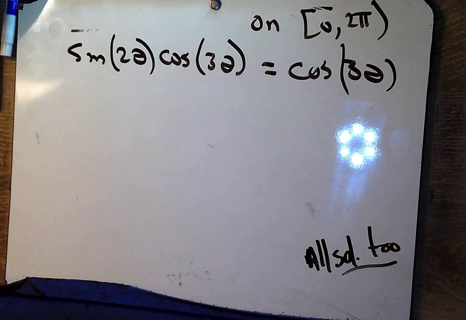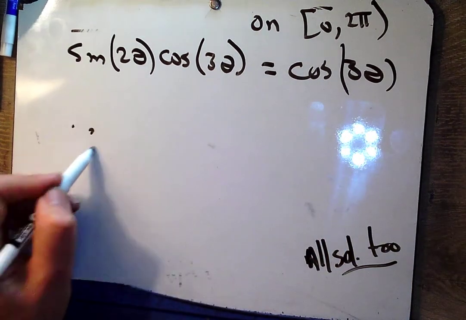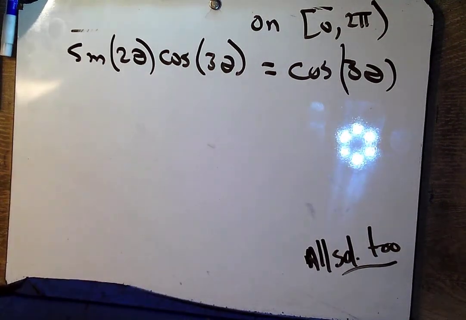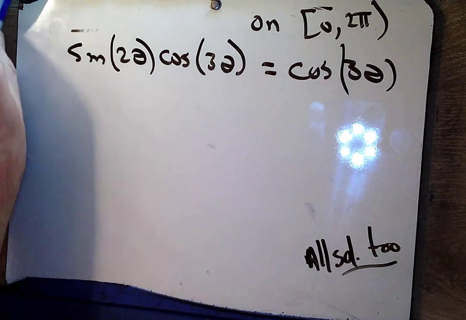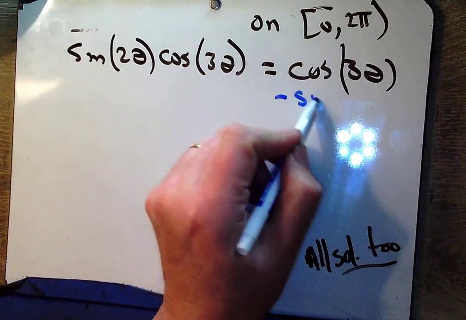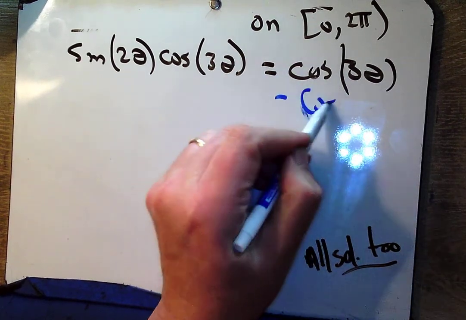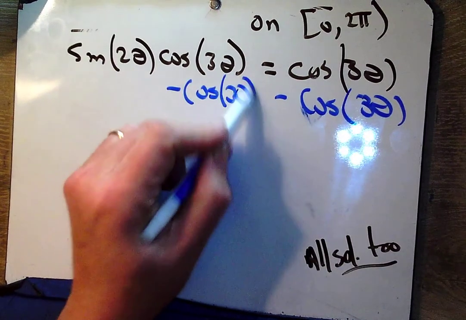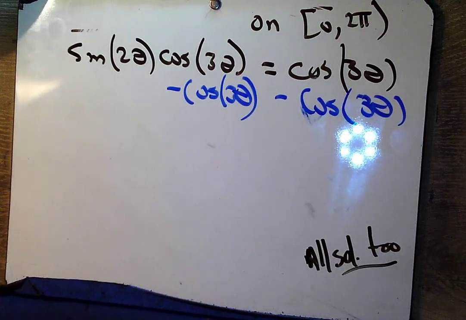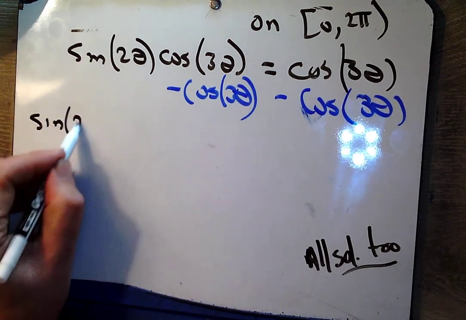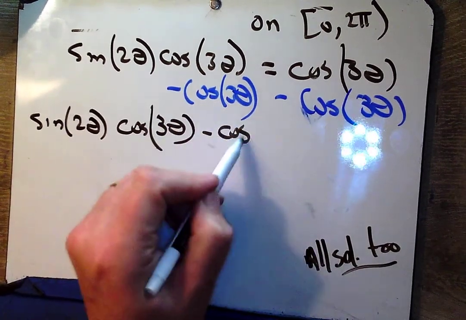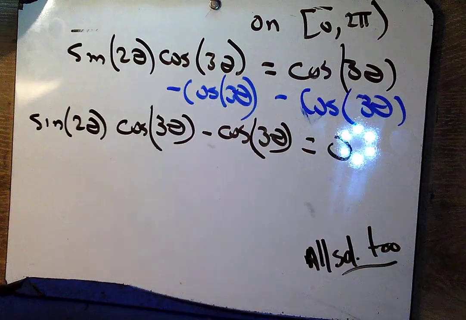Okay, what'd you do? Did you divide both sides by cosine 3 theta? Because if you did, I'm crying. Yeah, because we're throwing away solutions then. Please don't throw away solutions. Instead, I think you should do like we did in that earlier video, where we move these things onto one side. And so now we've got sine 2 theta cosine 3 theta minus cosine 3 theta equals 0.